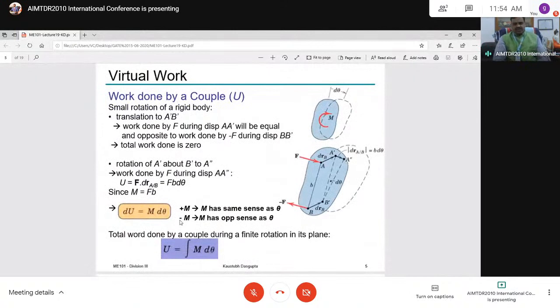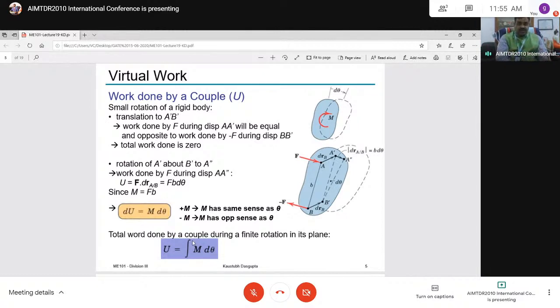Work done by sometimes a couple. See, these are equal and opposite forces acting here. The force is forming a couple. Moment is equal to force into distance into angular displacement, that is M into d theta. If it is counterclockwise, assume positive; clockwise, assume negative. The total work done can be calculated by integration between limits. You apply the boundary conditions and try to solve the problem. See, this is how generally we represent the concept of virtual work.